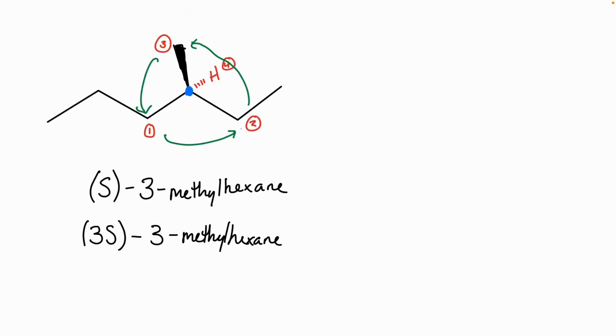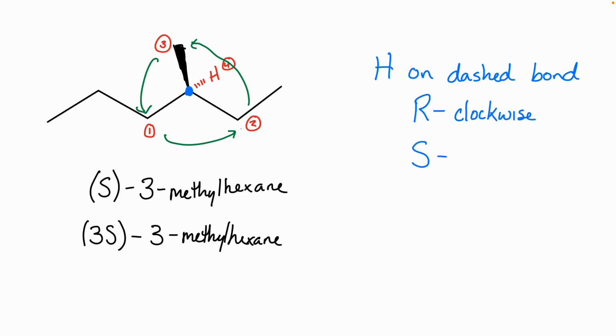All right, so if we have our hydrogen on a dashed bond, like we do here, that is best case scenario. That is our normal rules. R is clockwise. S is counterclockwise.